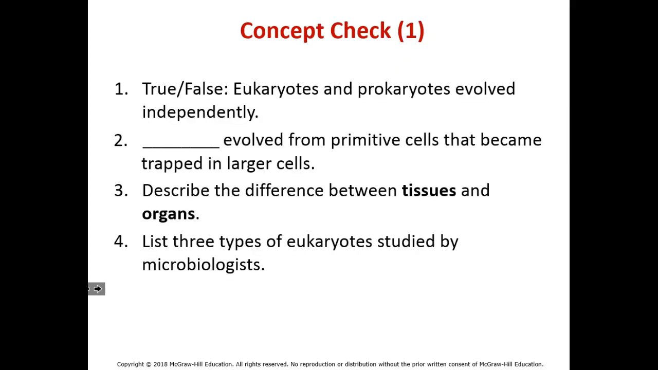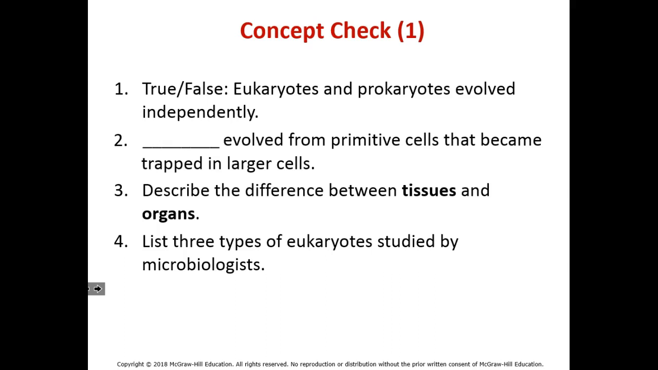Worms. So, concept check. Eukaryotes and prokaryotes evolved independently. True or false? All right. They came from a last common ancestor. What evolved from primitive cells that became trapped in larger cells? Describe the difference between tissues and organs. Now, you know this from previous biology classes. Tissues go to make up organs, okay?